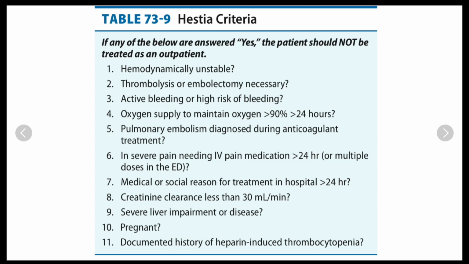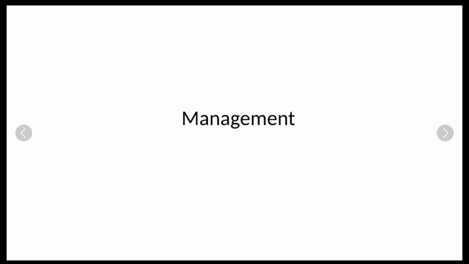Creatinine clearance less than 30 ml per minute. Severe liver impairment or disease is there or not. Each patient is pregnant or not. Documented history of heparin-induced thrombocytopenia is there or not. So these all are 11 points.